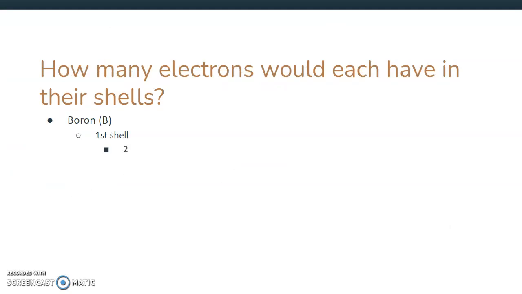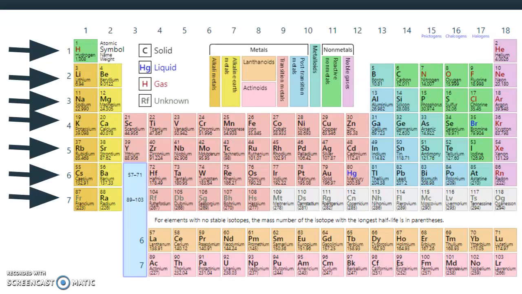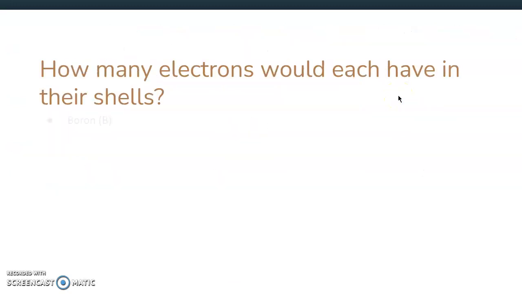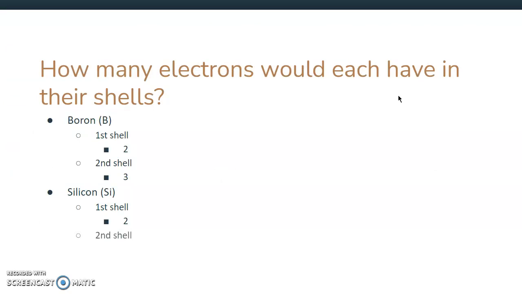What about silicon? Let's go find silicon, Si. Si is right here. So again, first shell always has 2. Second shell can have up to 8. Third shell would have 1, 2, 3, and 4. So first shell 2, second shell should have 8. Third shell should have 4.